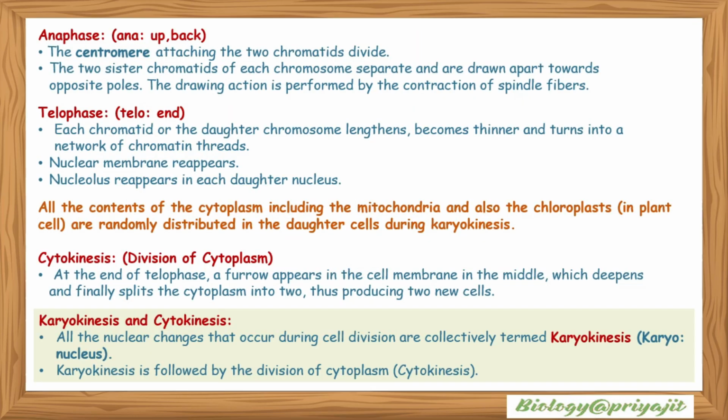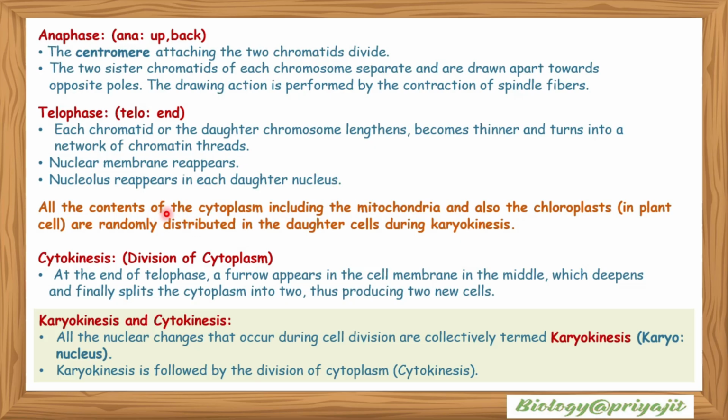Anaphase, ana means up or back. So here in this process the centromere attaching the two chromatids divides. The two sister chromatids of each chromosome then separate and are drawn apart towards opposite poles. The drawing action is performed by the contraction of spindle fibers. Telophase, telo means end. Each chromatid or the daughter chromosome then becomes thinner and turns into a network of chromatin threads. Nuclear membrane reappears. Nucleolus reappears in each daughter nucleus.